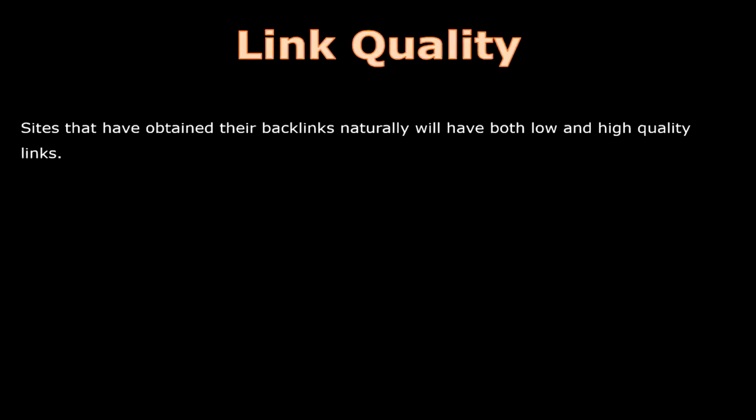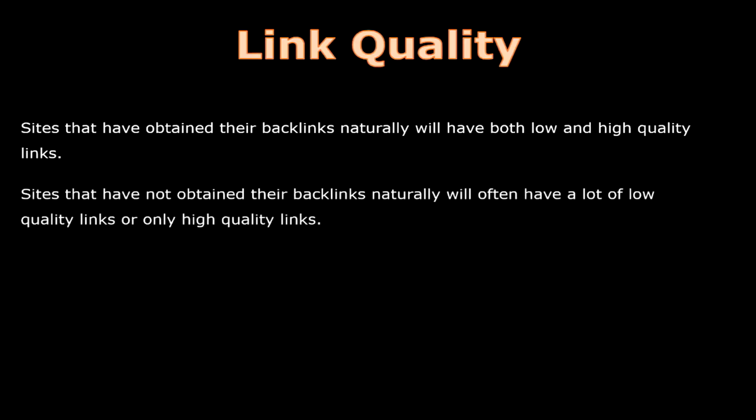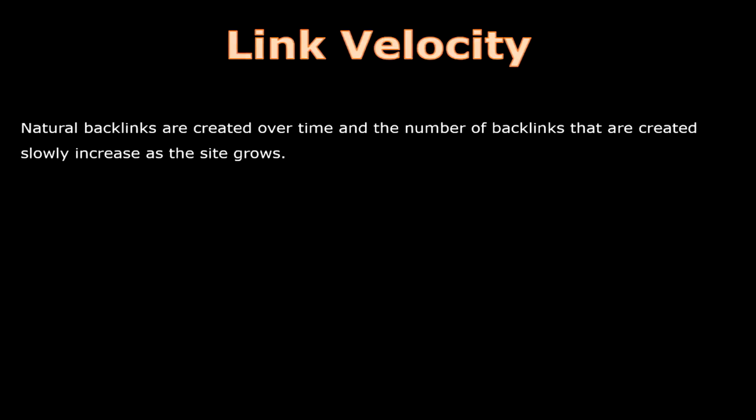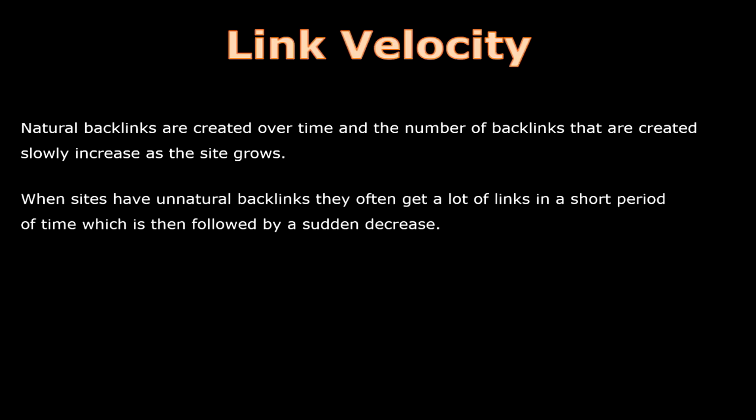Link quality. Sites that have obtained their backlinks naturally will have both low and high quality links. On the other hand, sites that have not obtained their backlinks naturally will often have a lot of low quality links or only high quality links. Link velocity. Natural backlinks are created over time, and the number of backlinks slowly increases as the site grows. When sites have unnatural backlinks, they often get a lot of links in a short period of time, which is then followed by a sudden decrease.